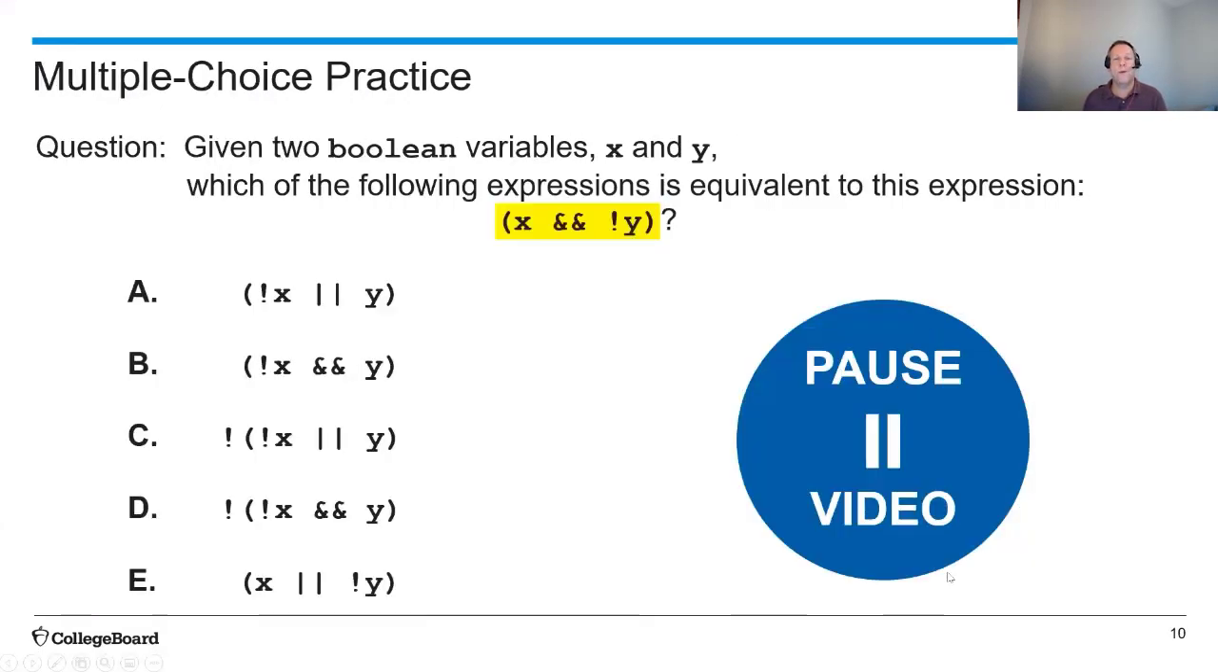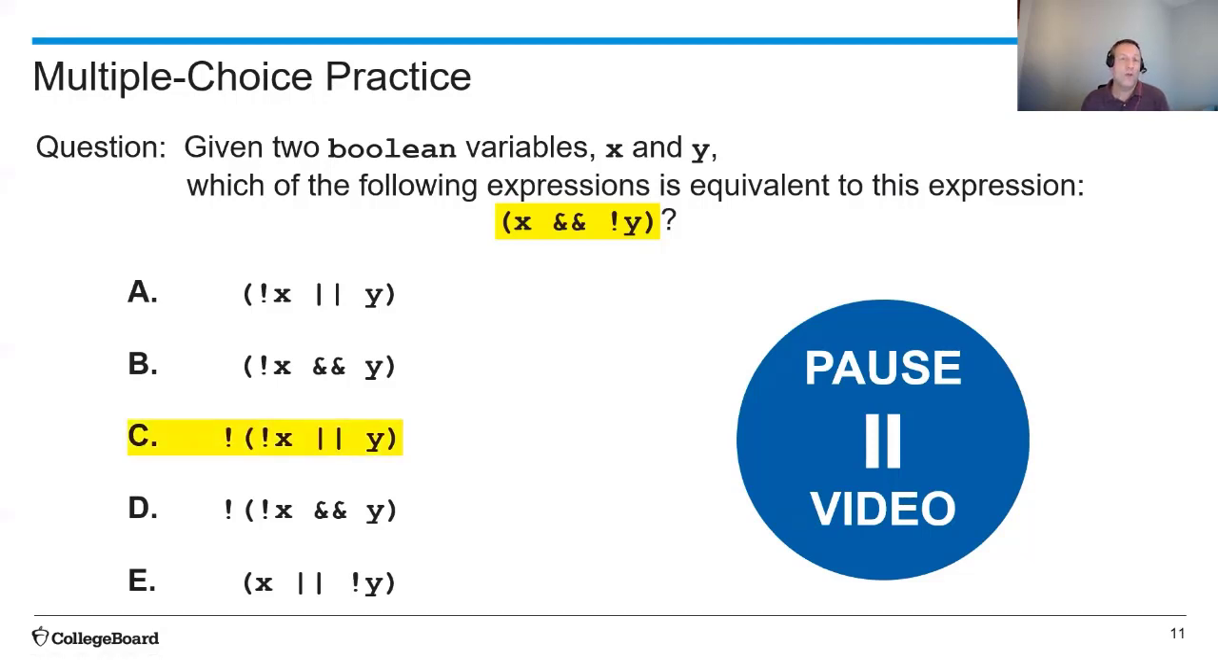Let's try one more. How about this? If we have these two Boolean variables x and y, which of the following expressions is equivalent to this expression, x and not y? Go ahead and pause and take this multiple choice question to see which one of these is equivalent to that expression. Ready? Let's see what your answer is. The correct answer is C.